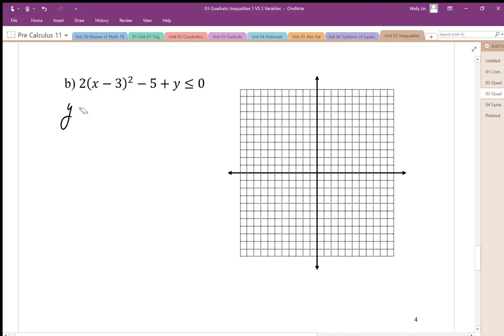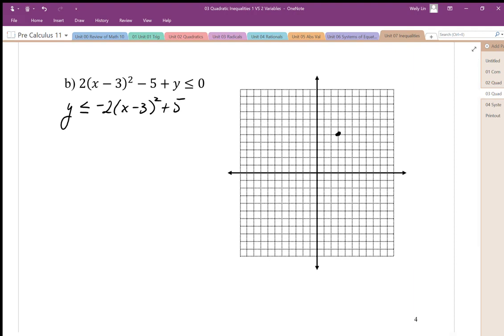I'm going to keep the y on this side, and then I'm going to end up with negative 2 times (x minus 3) squared plus 5. By doing this, it allows me to draw my boundary using what I know about quadratics. So my vertex is going to be at 3, positive 5. I know it's pointing down.